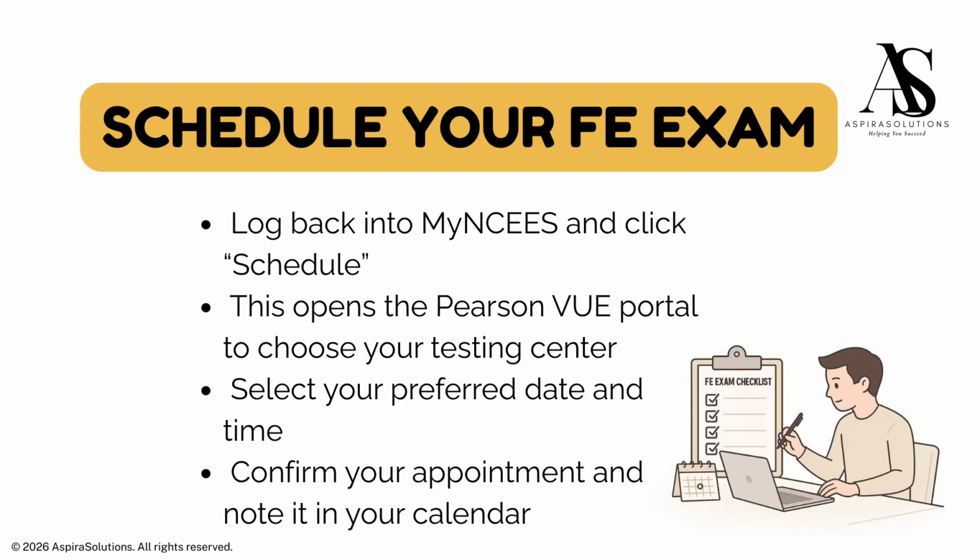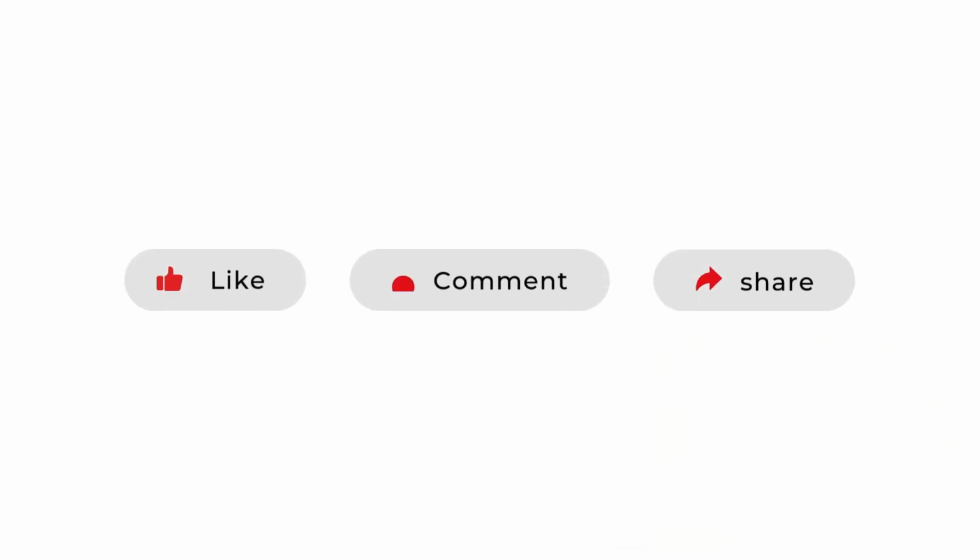Next, schedule your exam. Log back into your My NCEES account and click Schedule. This will open the Pearson VUE portal where you can choose your testing center. Select your preferred date and time. Confirm your appointment and be sure to note it in your calendar. This brings us to the end of your FE exam roadmap part 1.